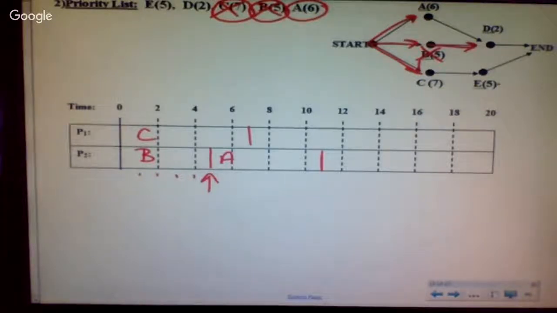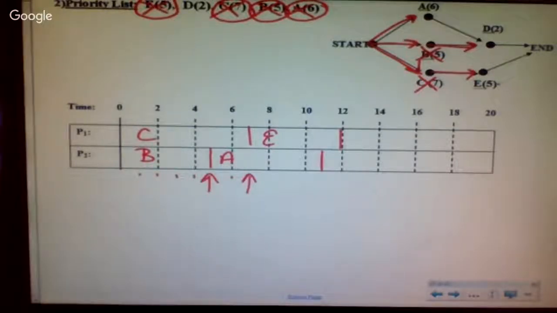Okay. So at 6, we're working. At 7, processor 1 has finished. C is done, and that leads to E. Now E is ready, so I circle it. Is D ready yet? No, not yet. So now, next available circled answer, E. We stopped at 7, add 5, takes me to 12.